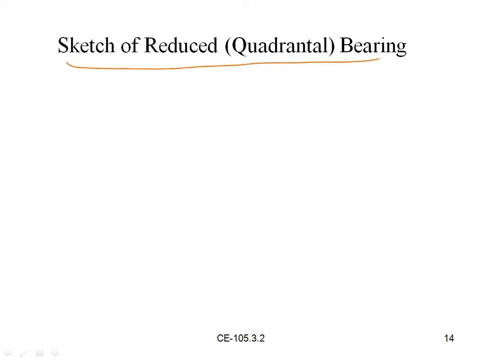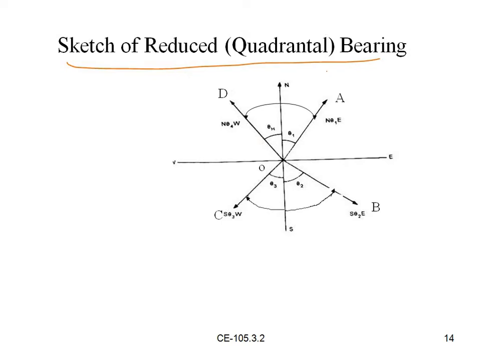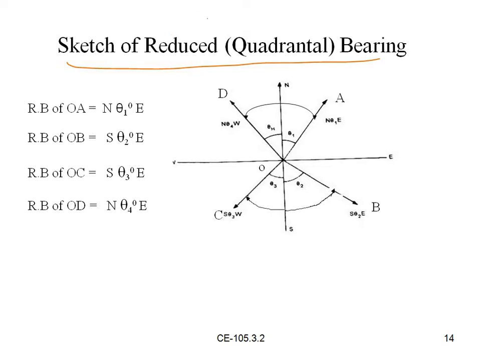Sketch of reduced quadrantal bearing. So this is the quadrantal bearing diagram. So here we will show the direction. Reduced bearing of OA is equal to N theta 1 degrees E. It starts from north N, and this is the positive direction that we can see here. RB of OB is equal to S theta 2 E, and this is the second direction in B. RB of OC is equal to S theta 3 degrees E. So this is the third direction. And RB of OD is equal to N theta 4 degrees E. So that is the fourth diagram.